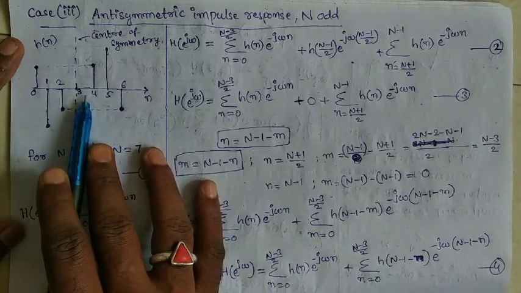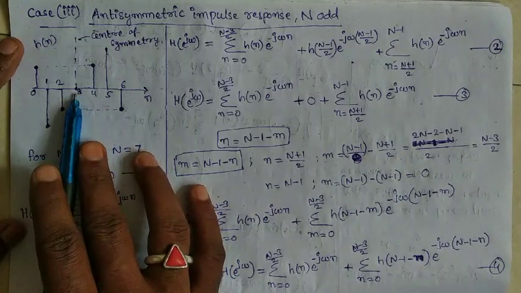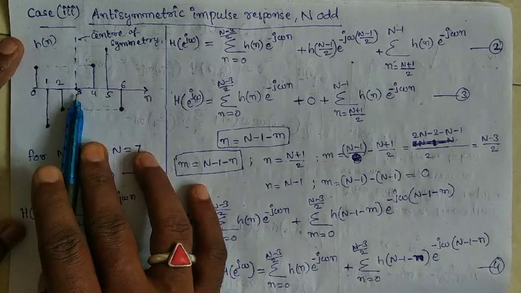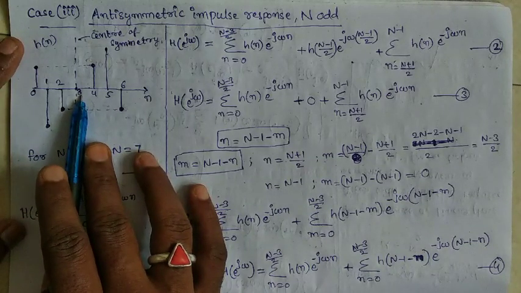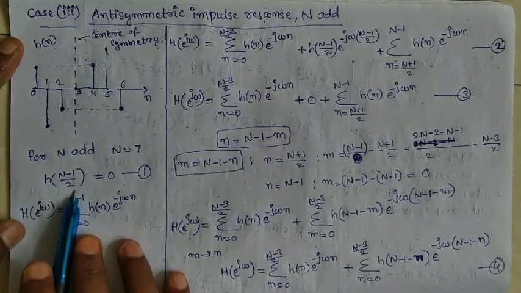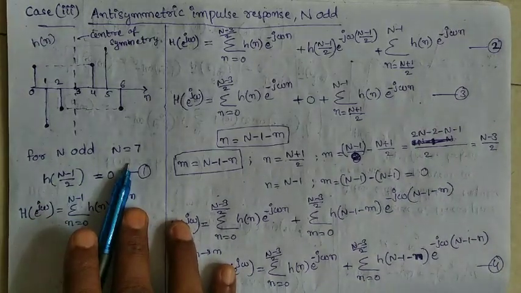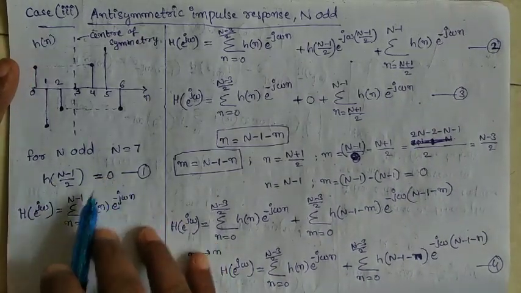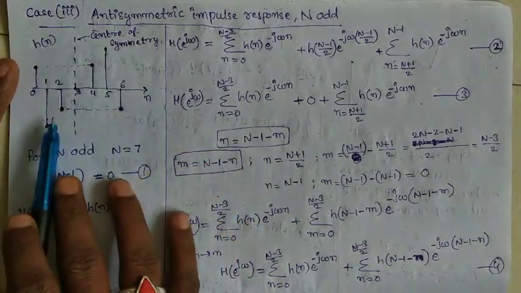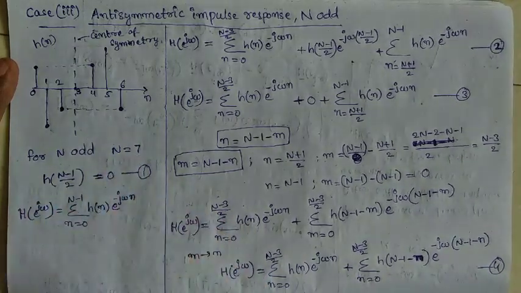Here for capital N odd, the impulse response of the FIR filter is 0 at alpha equal to capital N minus 1 by 2. Means h of capital N minus 1 by 2 is equal to 0 for capital N odd. Now we are determining the frequency response of this anti-symmetrical impulse response for capital N odd.